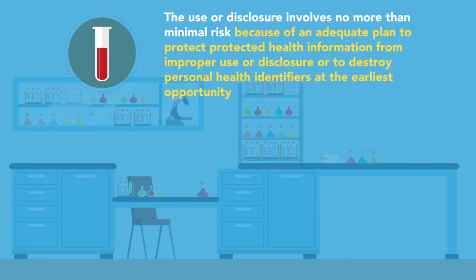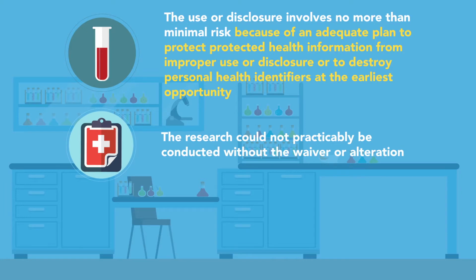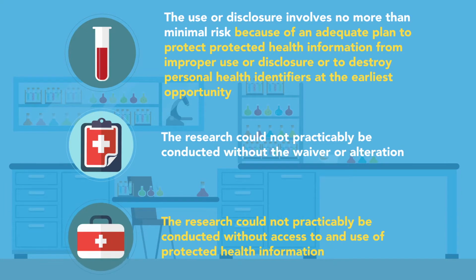The use or disclosure involves no more than minimal risk because of an adequate plan to protect protected health information from improper use or disclosure, or to destroy personal health identifiers at the earliest opportunity. The research could not practicably be conducted without the waiver or alteration, and the research could not practicably be conducted without access to and use of protected health information.